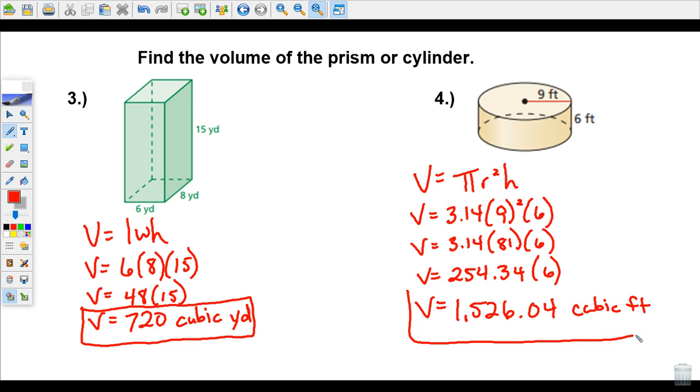Now I've added units to all of my answers. When you submit your answers for the assignment, you are submitting the number only. So you would only submit 720 or 1526.04. Anything that goes past the hundredths place, we're going to round to the hundredths place. I don't think it happens, but just realize this is the hundredths place. 2 decimal places is the hundredths place. So if it goes past that, make sure you round it to the hundredths place.